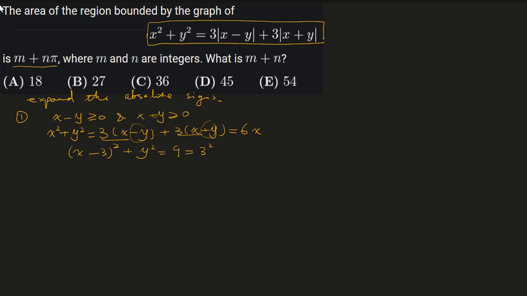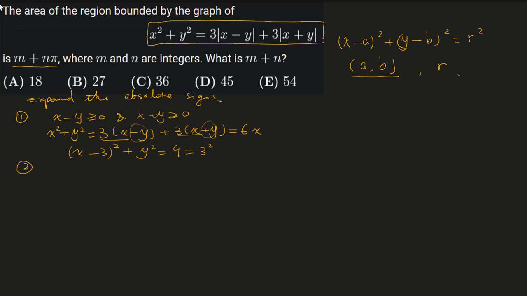As a reminder, we know that the general format of a circle looks like this: x minus a squared plus y minus b squared equals r squared, where a and b is the origin of the circle, a, b. This point is the origin, and the radius is r, right? And now let's look at the second case.